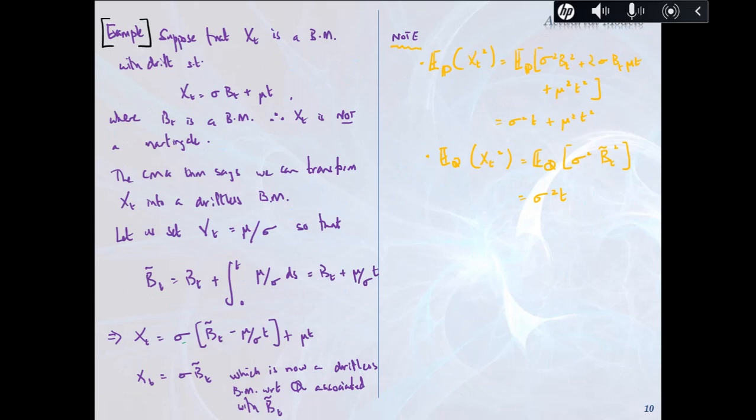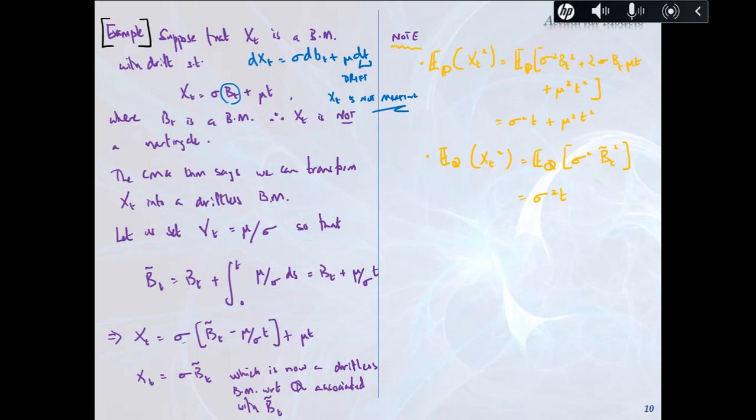We have a Brownian motion Bt here. Now the process xt is defined like this: sigma Bt plus mu t. You will see that sigma and mu are constants. You see that there is a drift. It is not driftless, so xt is not a martingale.